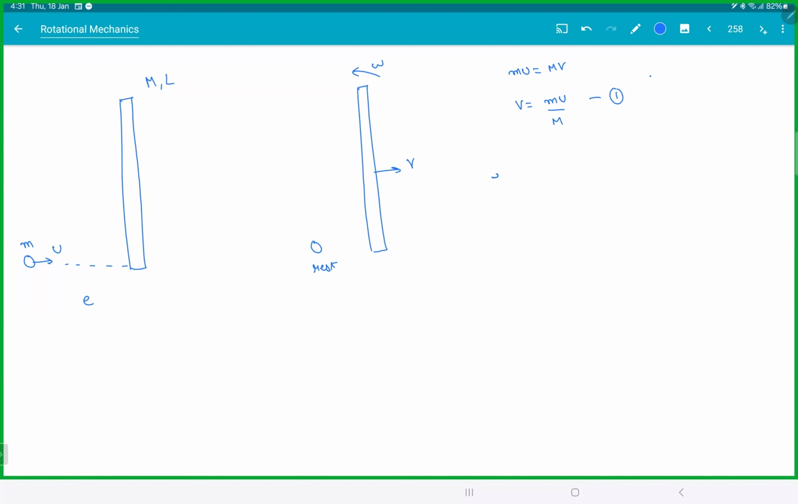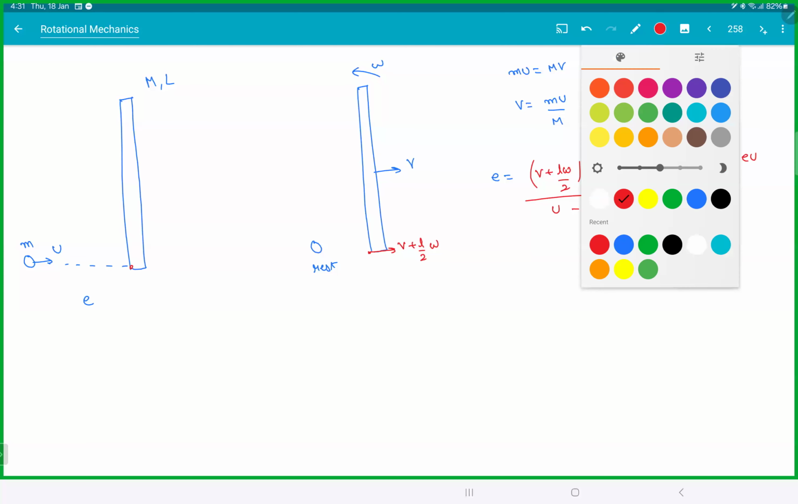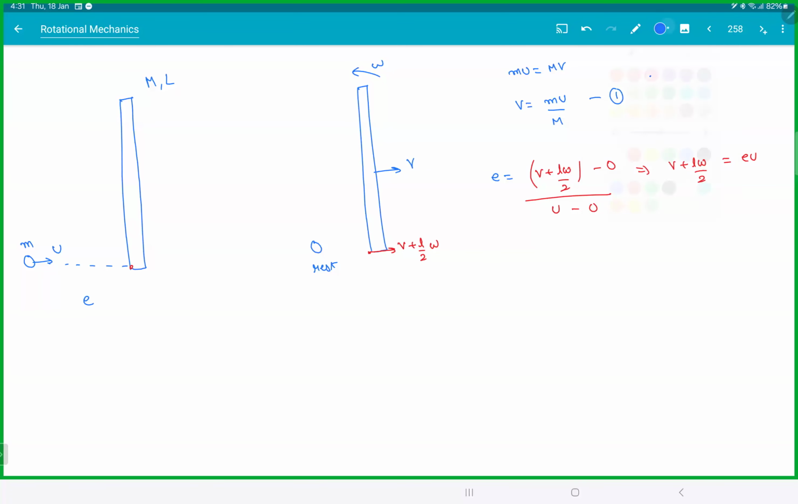Then I can write restitution, e. You should take velocities at the point of collision. So this guy का velocity is V plus L by 2 omega. So it is V2 minus V1: V plus L omega by 2 minus 0. Ball is not moving, so u minus 0 for the initial relative velocity. This gives you V plus L omega by 2 is equal to eu. That's your equation 2. Then I will take angular momentum about this point here.